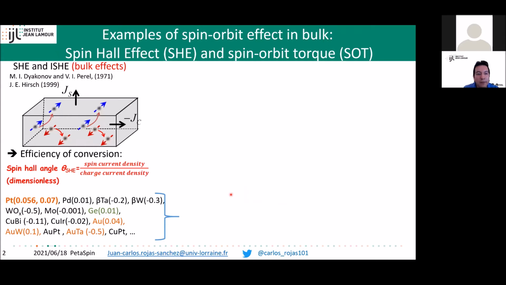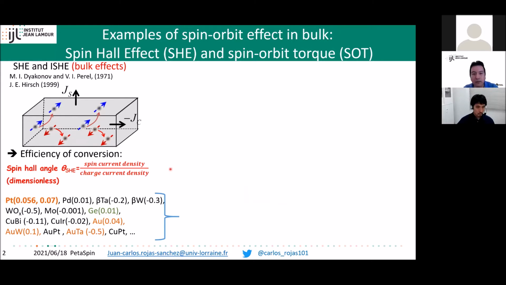conversion. And this happened in bulk material due to the spin Hall effect. So if we inject a charge current, we generate a transversal spin current or a spin accumulation at the edge of the nanowire. The figure of merit or efficiency of this charge to spin current conversion is called the spin Hall angle, and has been studied in many materials. I think the material most studied was or is platinum.